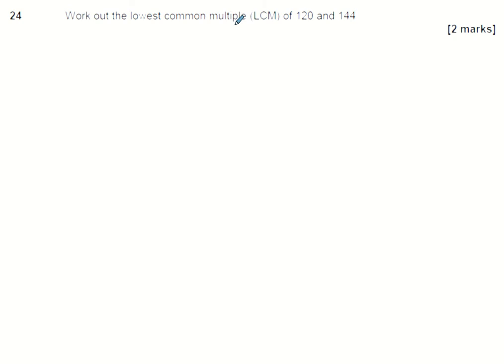When we are looking at the times tables, we are now trying to find the lowest, the smallest number that is in common to both lists, so that appears in both lists. To begin with, I often start with the larger number, and I'm just going to write out its times table. So 1 times 144 is 144. 2 times will be 288. 432 is 3 times. 576 is 4 times, and 720 is 5 times.